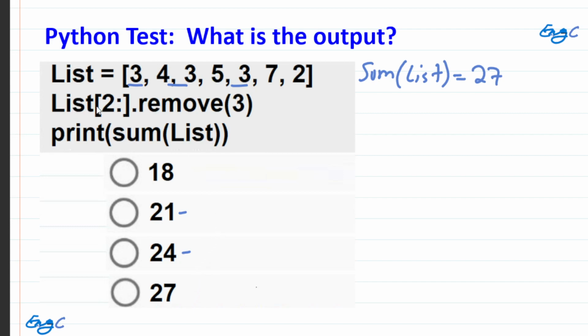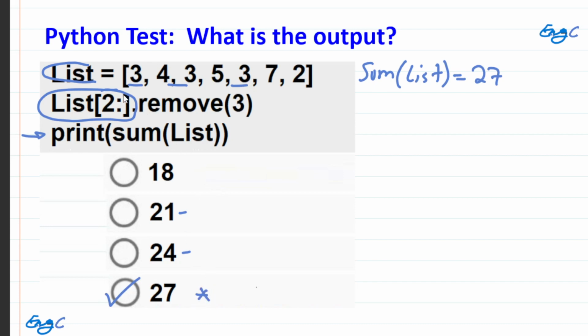The catch is in the second line, we are using the remove method and we are removing 3 not from the original list. We are actually defining a new list, which is this one, and we are removing 3 from that. So we are not affecting the original list at all. Therefore, when we get to the third line, we are printing the sum of the list as if it hasn't changed. Therefore, the right answer is 27, and the rest of them are not correct.